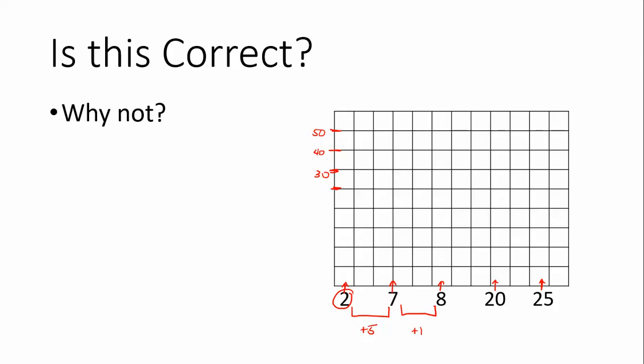Basically, if you graph like this, where you only put the data points that you measured on the graph, like if you only measured 2 minutes, 7 minutes, 8 minutes, 20 minutes, and 25 minutes, and you spread them out evenly, all of your graphs will look like lines. If you don't believe me, try it.